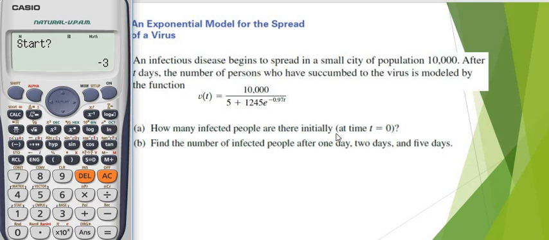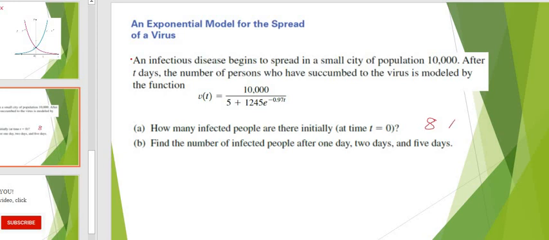We'll start with t equals 0 and end on the 5th day. Our increment would be 1. So we have these corresponding values. How many infected people are there initially at time t equals 0? Based on the result, our answer is 8. This is our answer for letter A.